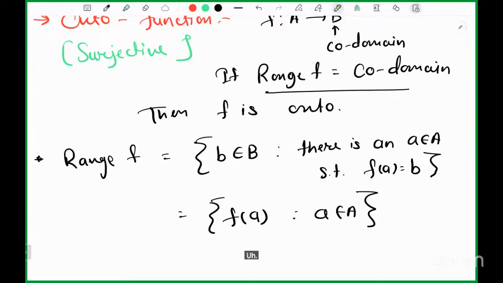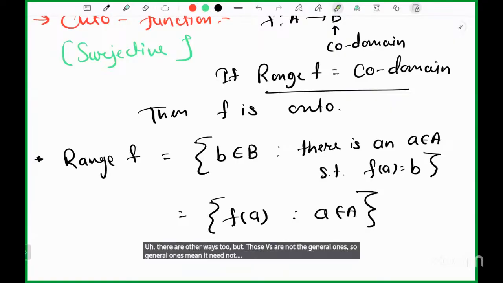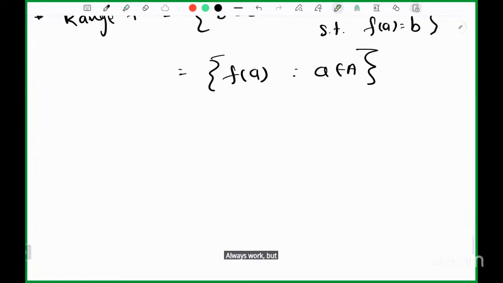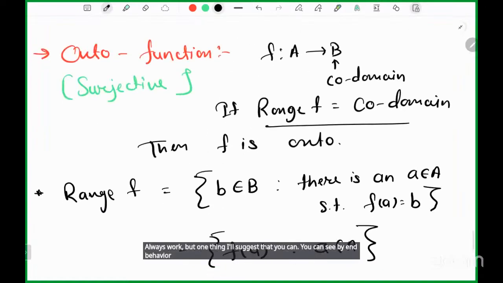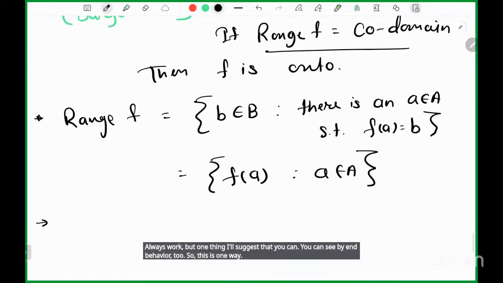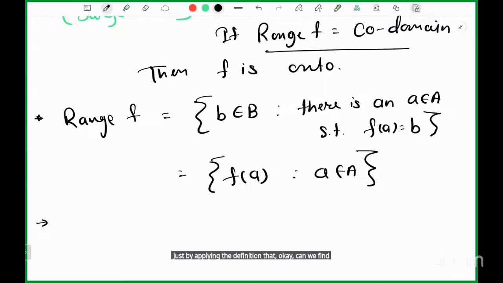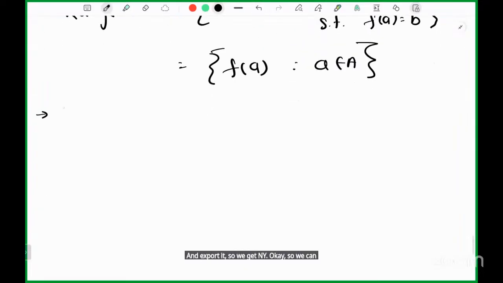There are other ways too, but those ways are not general ones. General means it need not always work. But one thing I'll suggest is that you can see the end behavior too. So this is one way, just by applying the definition: can we find an x for which we get a y? Okay, so we can take an example for this.